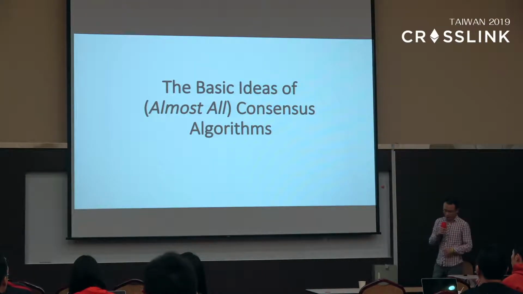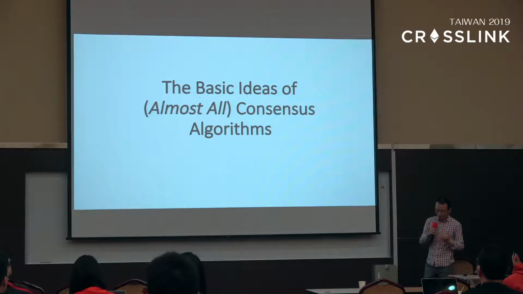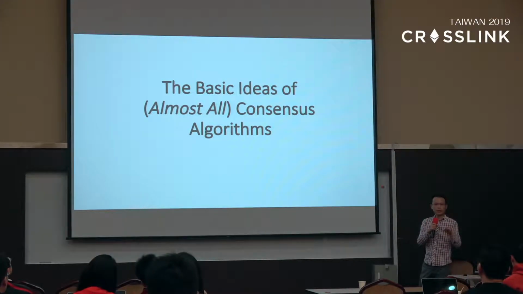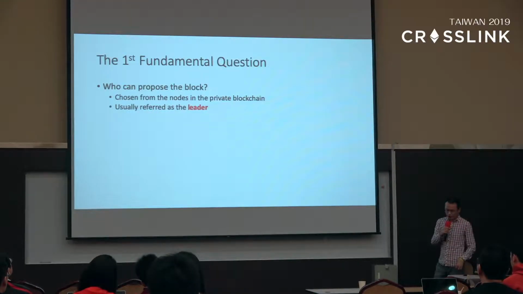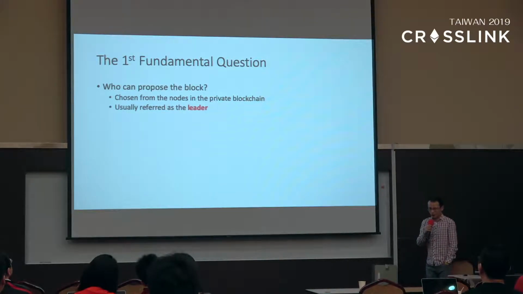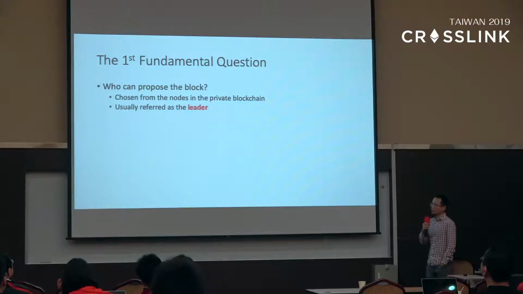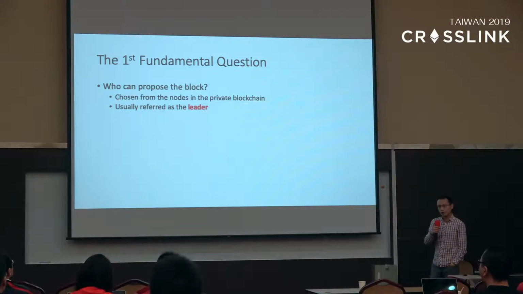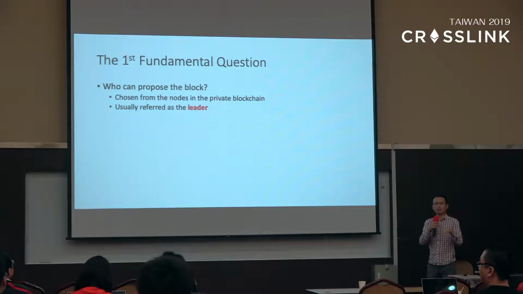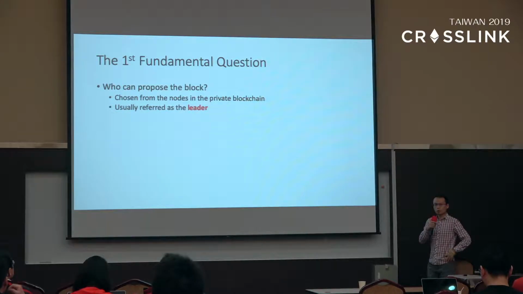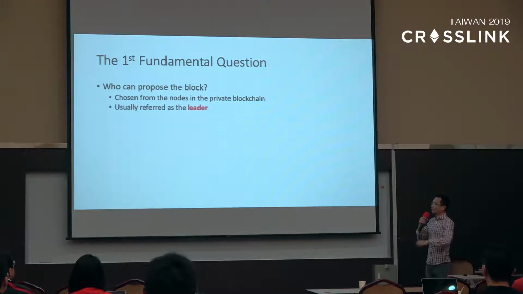Right, so next I'm going to give you some basic ideas that you're going to see in basically every consensus algorithm for private blockchains. So I think every consensus algorithm needs to address the following two questions. So the first one is, who can propose a block? Okay. So recall that we consider private blockchains. So this means the set of nodes that are in the blockchain is fixed and is known in advance. So usually we're just going to choose one of them from the set of nodes.